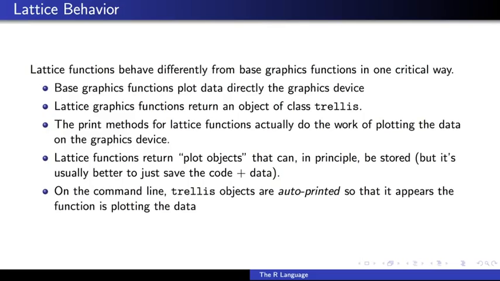It's called trellis. And then when you print that object, the print method does the work of plotting the data to the graphics device. So when you call a lattice function, even if you don't assign it to an object, the result of that lattice function will be auto-printed. The auto-printing will generate the graphics on the graphics device. So it will look like things are just being plotted and that the lattice functions have a side effect, but rather the returned object is auto-printed to the graphics device.